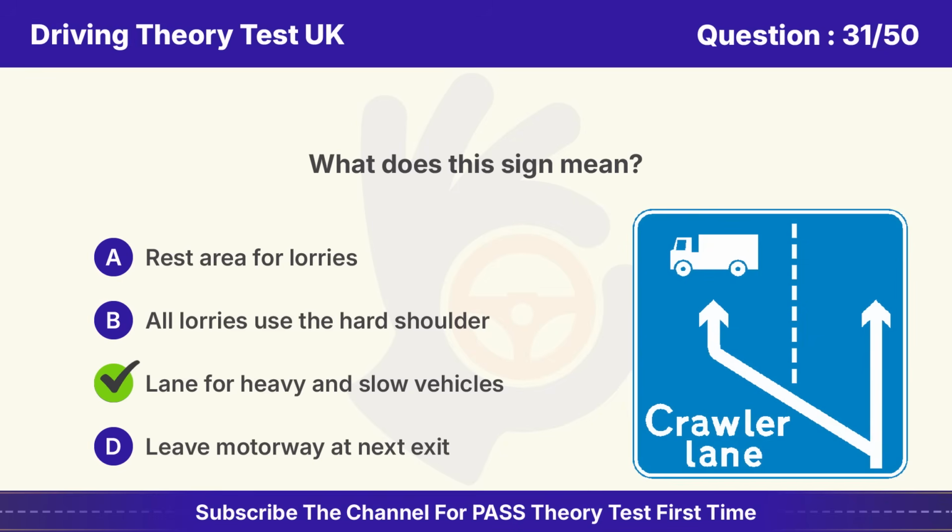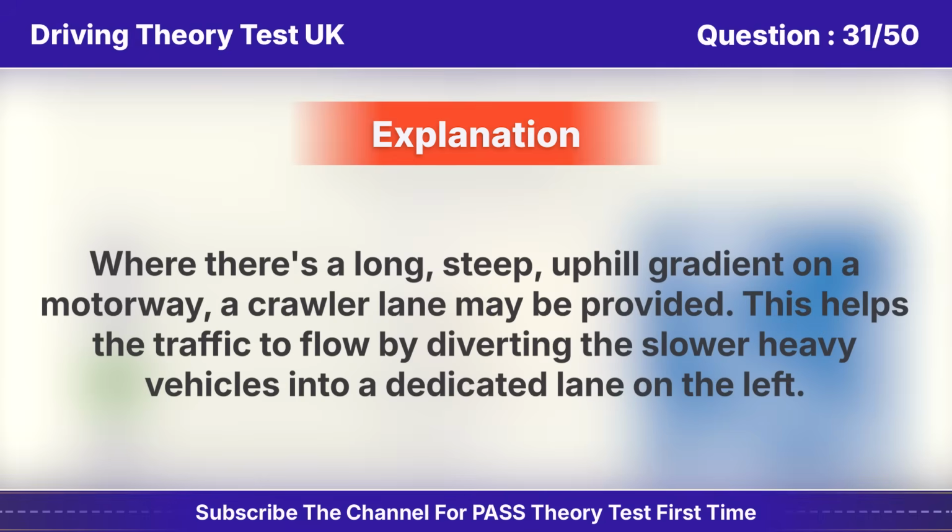Answer is C. Lane for heavy and slow vehicles. Where there's a long, steep, uphill gradient on a motorway, a crawler lane may be provided. This helps the traffic to flow by diverting the slower heavy vehicles into a dedicated lane on the left.